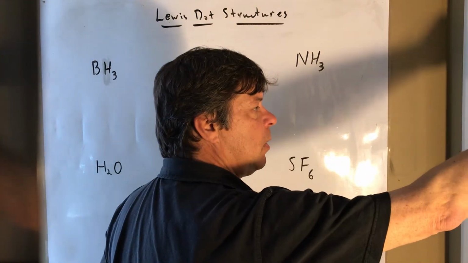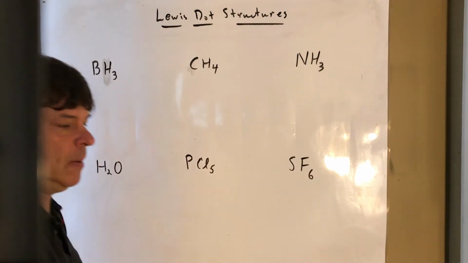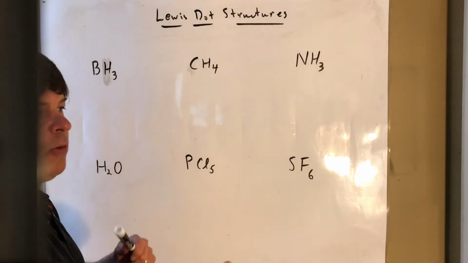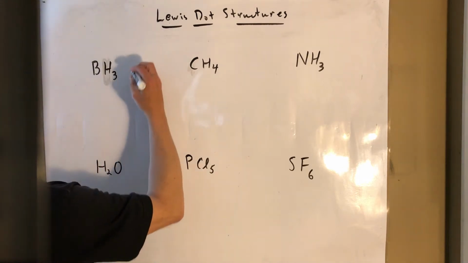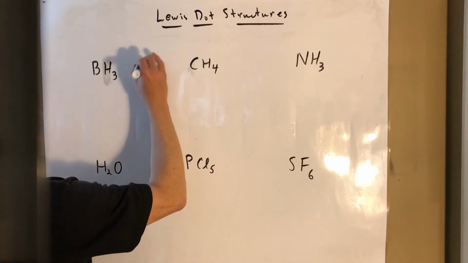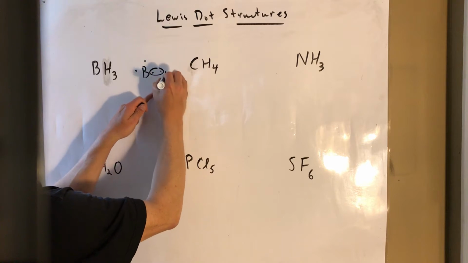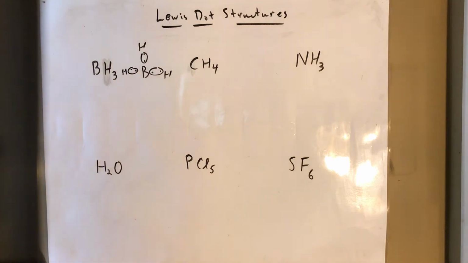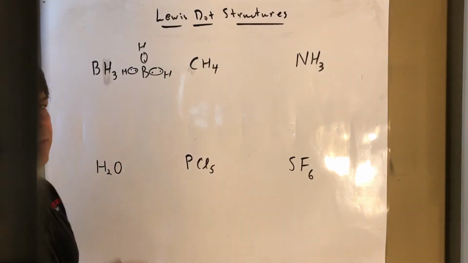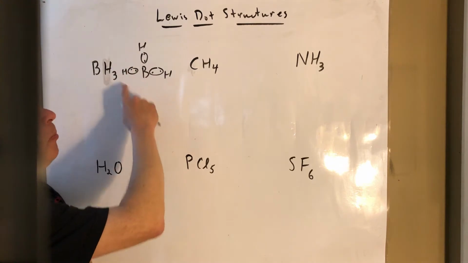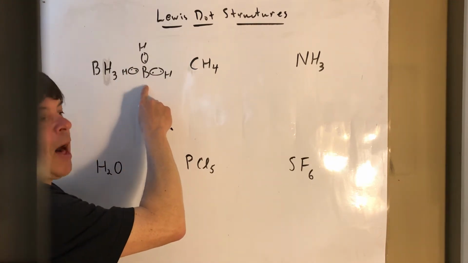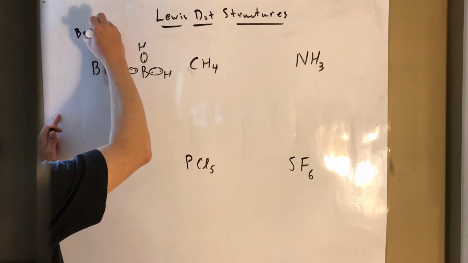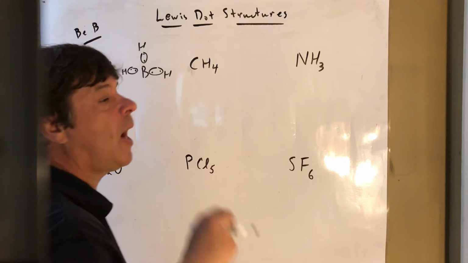So let's start with BH3. Hopefully you looked at that other video and you have a sense of how to approach this. Boron has 3 valence electrons. So 3 valence, 1, 2, 3. Hydrogen has 1. Lewis dot structure looks like that. What's unusual about that? Around boron, there's only 6. So that's under the octet. Beryllium, and boron can be under the octet, okay?